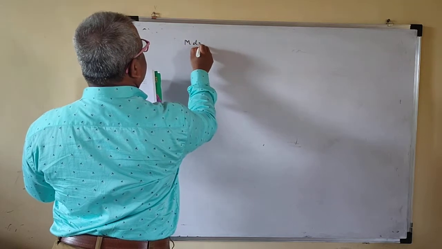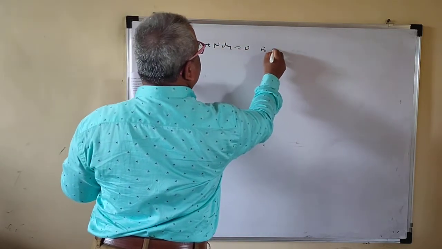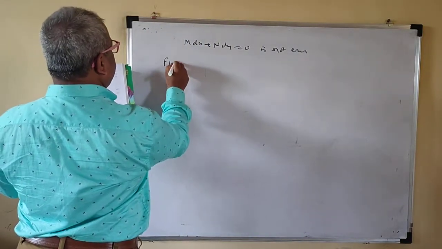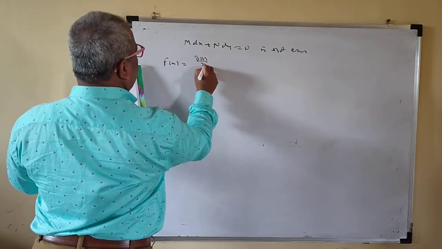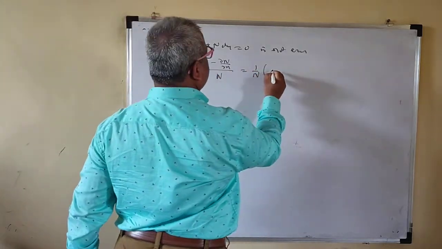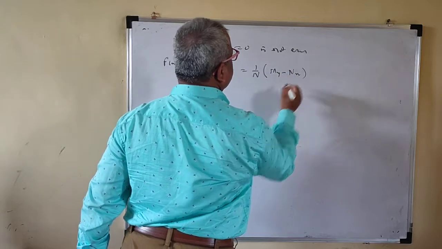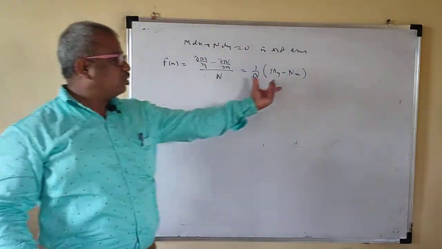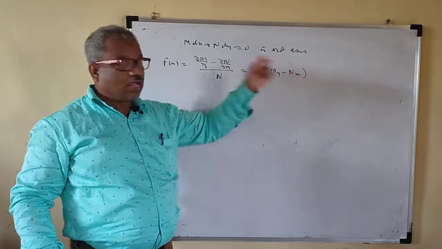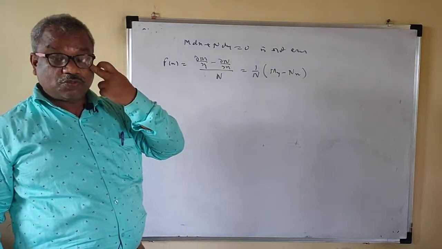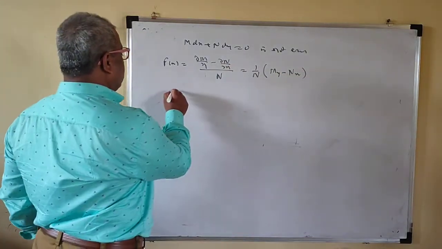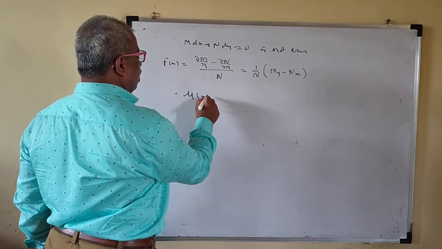Suppose M dx + N dy = 0 is not exact. Then suppose f(x) = (∂M/∂y − ∂N/∂x)/N, so this is 1/N times (M_y − N_x). This is a function of only x. You are always differentiating N with respect to x and M with respect to y. Then the integrating factor is μ(x).